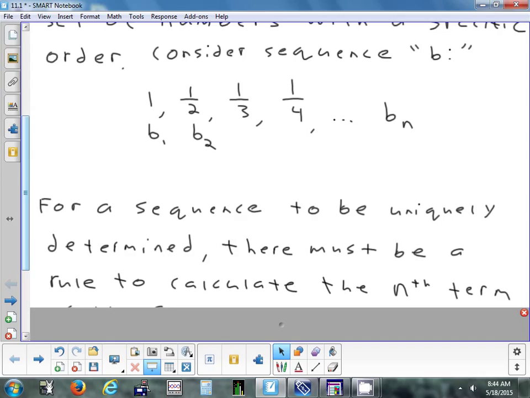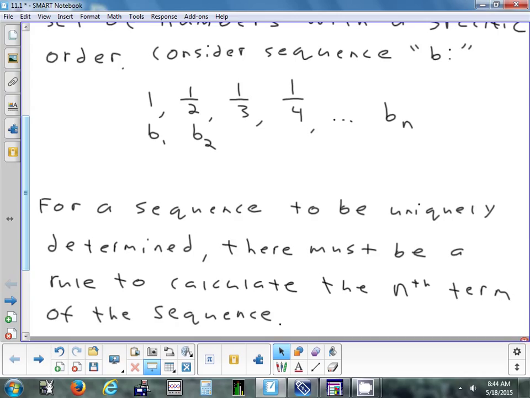For a sequence to be uniquely determined, there's going to be a rule for finding the terms in it. And there are different kinds of rules we can use. Some rules, if I wanted to know the 5,000th term in the sequence, there might be a formula you can plug into directly and find the 5,000th term. Other rules depend on the terms that come before it. We'll study a few sequences like that.